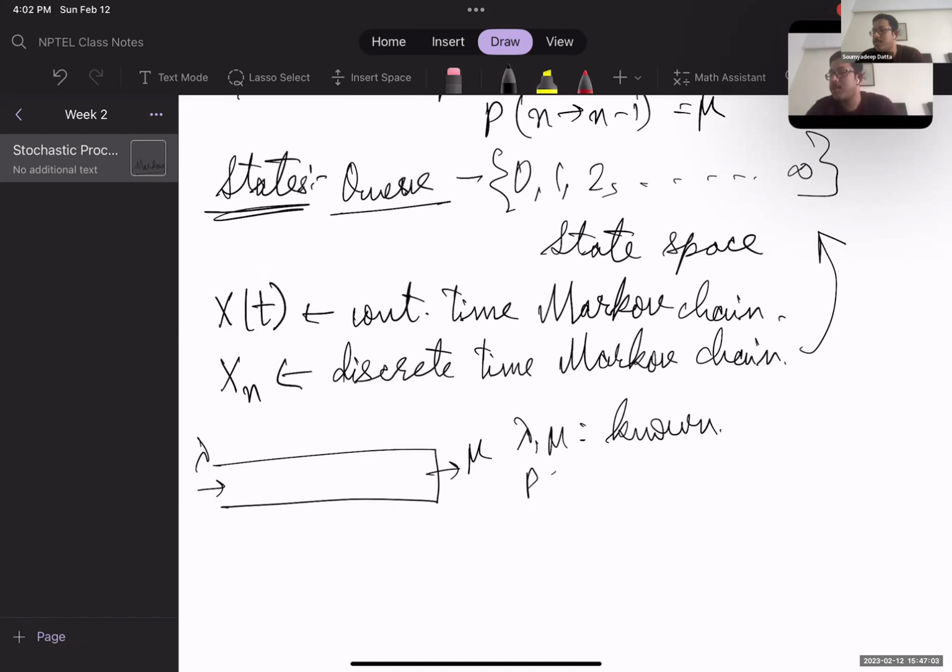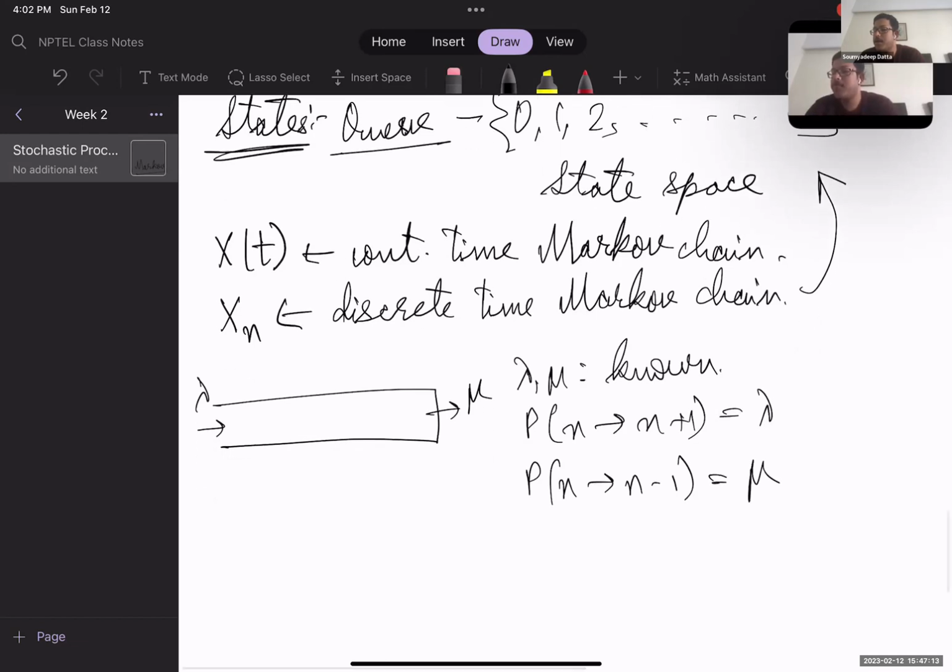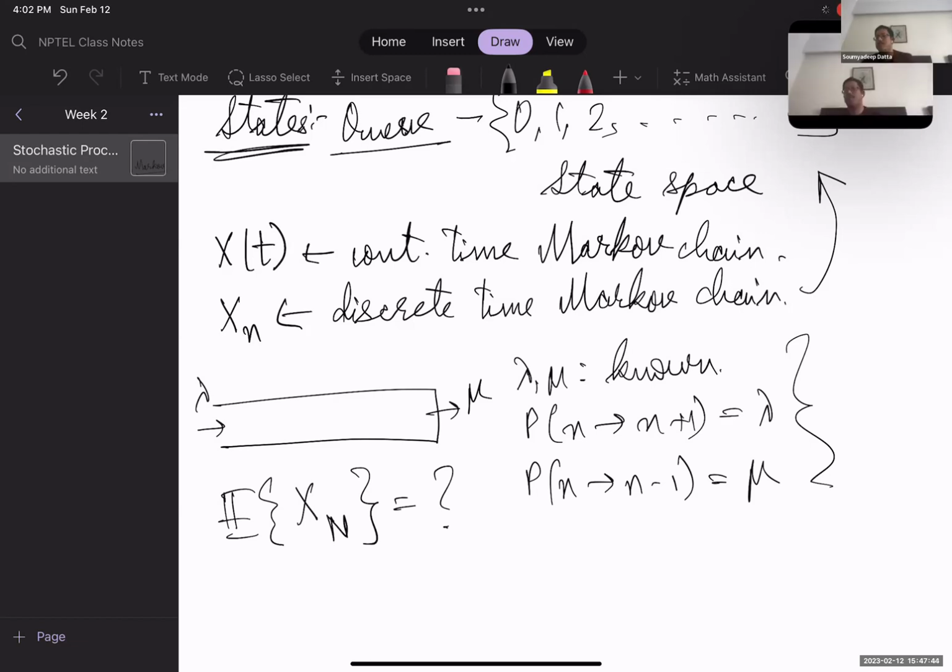So then, what does that mean? That we know that the probability of transitioning from n to n plus 1 is equal to lambda, and probability of transitioning from n to n minus 1 is equal to mu. Can we, just with this information, predict the expected number of elements x in the queue at some random time t? Let's say we are considering discrete time, so the expected value of x at any random discrete time capital N. Can we predict this based on just this much information? Or do you need something else as well?